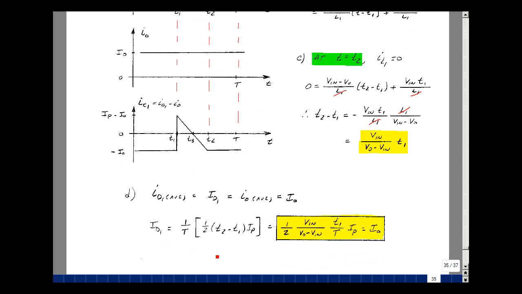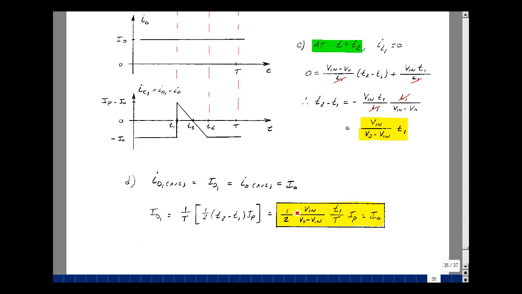So the average value then is 1/2 the base times the height divided by the period. T2 minus T1 we have over here is equal to Vn divided by V out minus Vn times T1, divided by T, and then times I sub P. That'll be also our average output current, because the capacitor average current is 0.